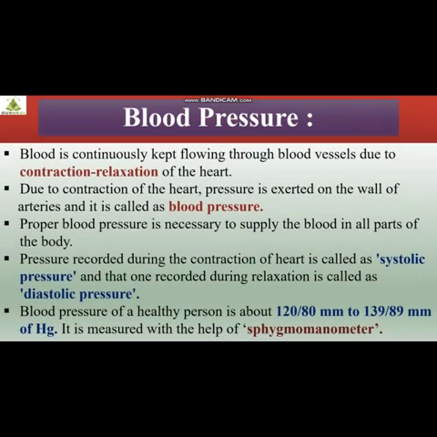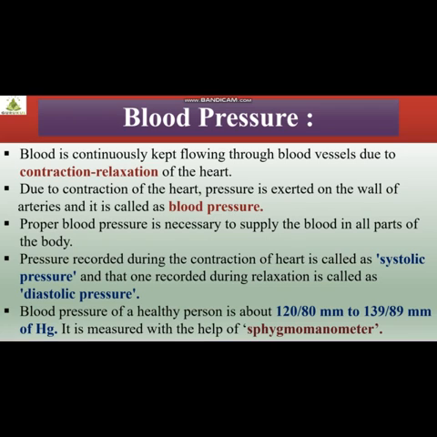Students, we all know that blood is continuously kept flowing through blood vessels. Which are the blood vessels? Arteries, veins and capillaries. Remember, these were the types of blood vessels. So blood is continuously flowing through them, due to which contraction and relaxation of the heart takes place. Correct?